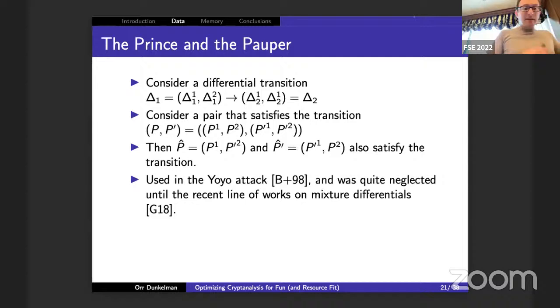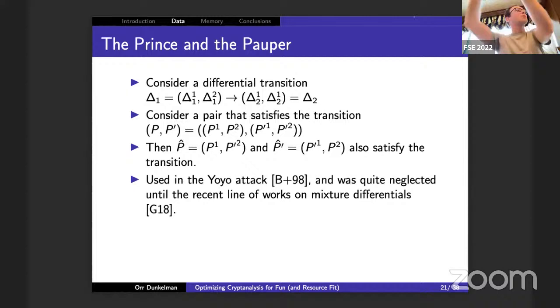Another technique, and again I'm considering a differential transition. You have a differential characteristic going from delta 1,1, delta 1,2. I'm just breaking it into two halves, not necessarily equal, going to delta 2,1 and delta 2,2. So think for a second of two columns of AES going to two columns of AES, and then the other two columns of AES going to the other two columns of AES.